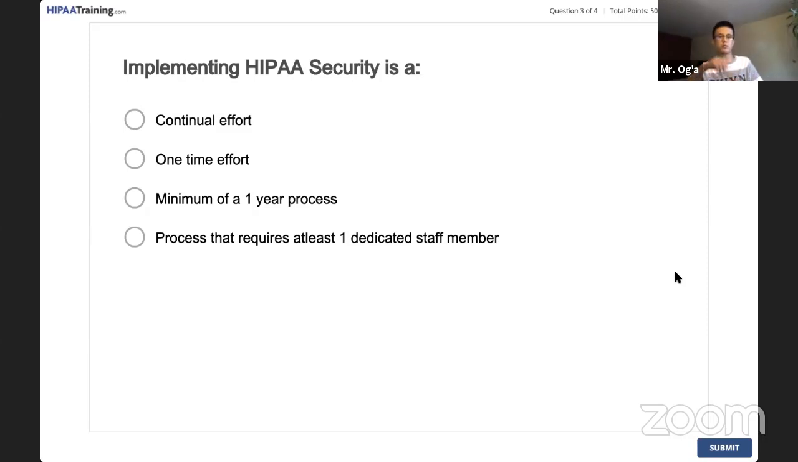Continual effort. Possibility is continual effort.